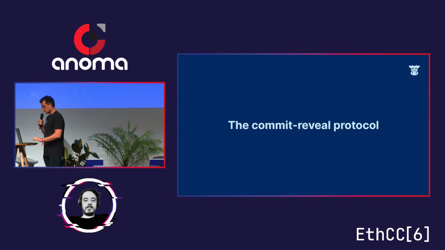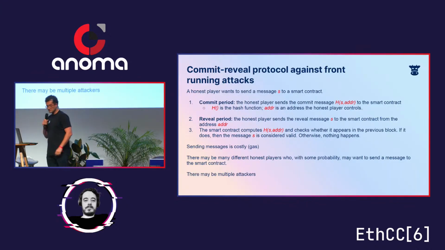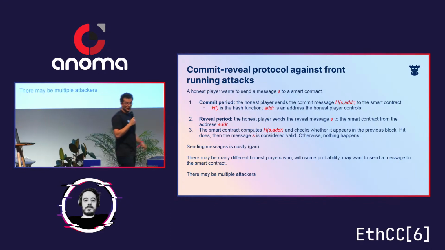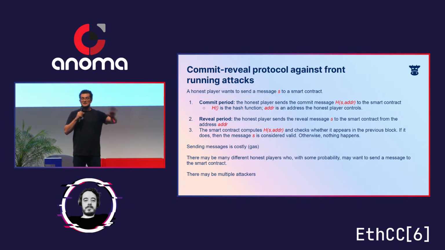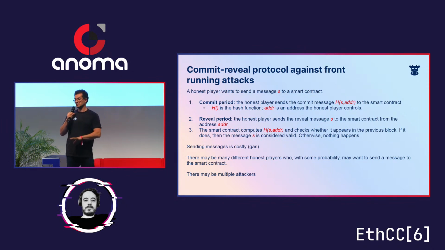So now that I told you this, I can tell you what the protocol is about. Sorry for the slide, it is a bit dense. But okay, again, the transactions and messages here are sent as they are now. This is not about infrastructure, it's about how those messages are interpreted by the smart contract. And the commit-reveal protocol does this, okay?